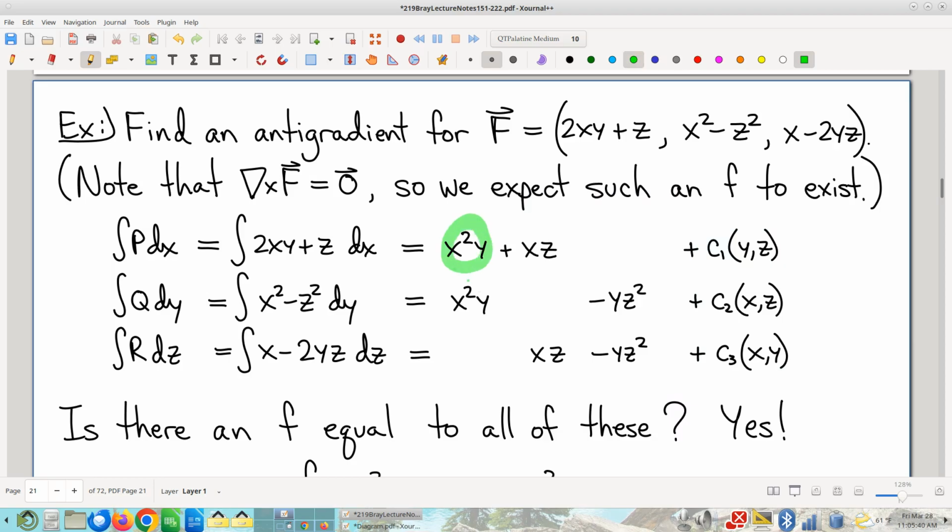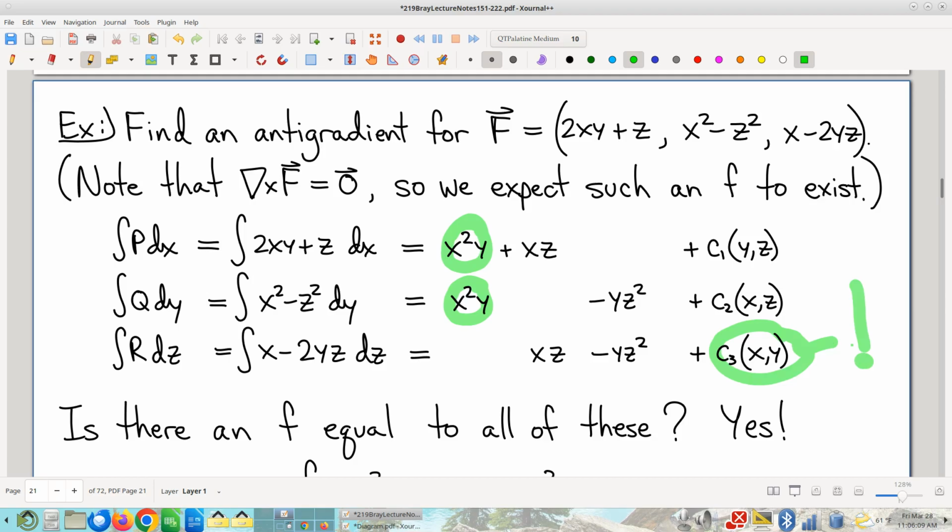Well, I see an x squared y term there and there, but unfortunately I don't see an x squared y term there. Now your first reaction is going to be, oh, well then they're different. They have different formulas. They're different functions. Come on, we lose, right? There's no way forward here. But don't forget your partial constants. You're allowed to pick this to be anything you want toward the goal, hopefully, of making all three of these things equal.